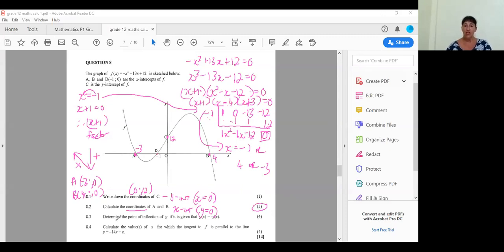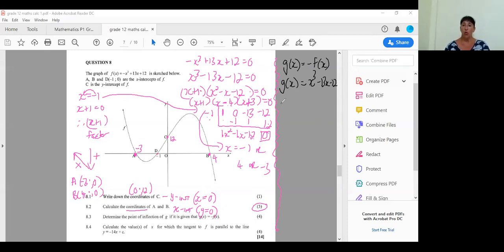Right. Now the next question says, determine the point of inflection of g if it is given that g of x equals minus f of x. All right. So we're going to have to write our g of x, and I'm wondering if I can do it here in a darker color, maybe. For g of x to be equal to minus f of x, it means that it's the negative of the existing function. So all the signs will change. So it's x cubed minus 13x minus 12, right?